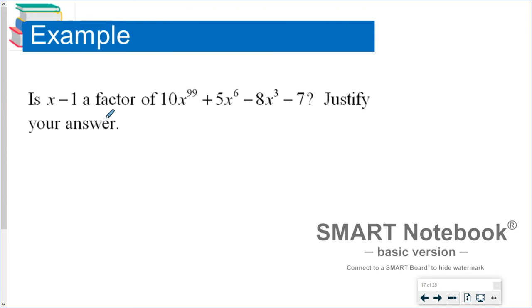All right, is x minus 1 a factor of this absolute mess here? Justify your answer. All right, well, now, do we want to use synthetic division? If we did, I would put 1 in my box. I would put 10. Then I would have 93 zeros. And then I would put a 5. And then I would have a couple more zeros. I guess this would only be 92 zeros. And then I would have 2 zeros after this. And then I would have a negative 7. And that synthetic division would take years, all right?